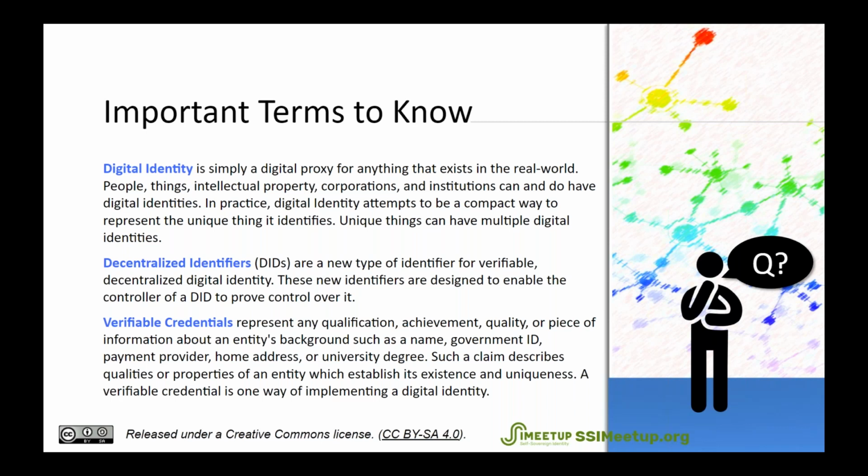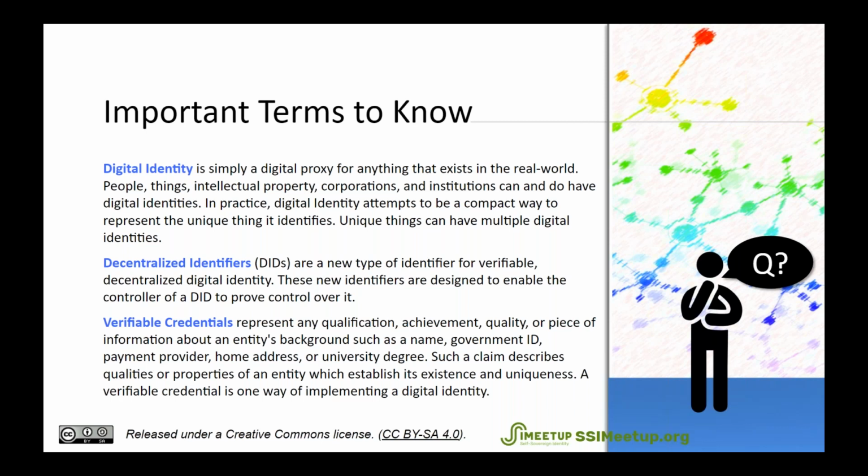When we talk about digital identity, we really talk about it as a simple proxy for anything that exists in the real world. So it doesn't have to be biological, it doesn't have to be a person. You can think of a digital identity representing intellectual property, for example, or a corporation, but it's something that exists in the real world. And in practice, it usually is a compact way to represent the uniqueness of those identities. So we have maybe an ID that represents a person, and that person really represents an entire life of interactions and information and documentation and so forth. So it's a quick way of doing that.